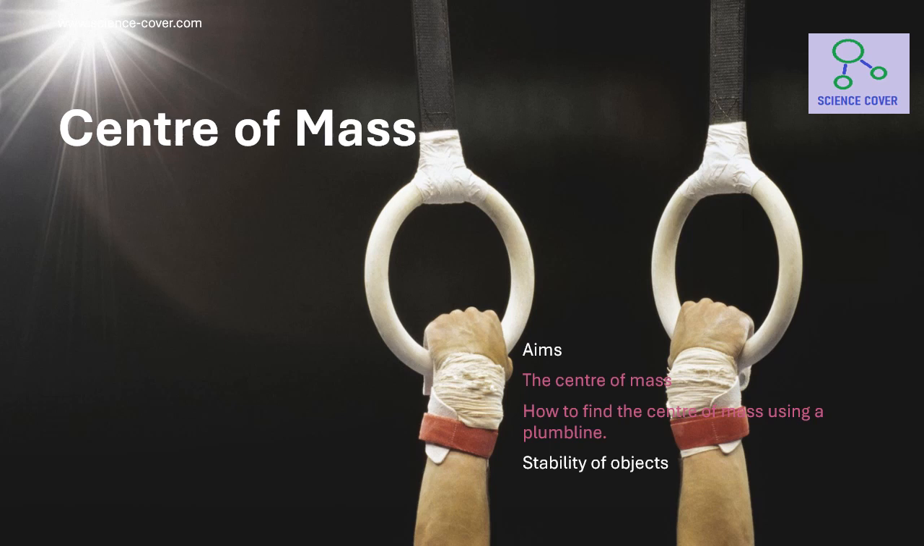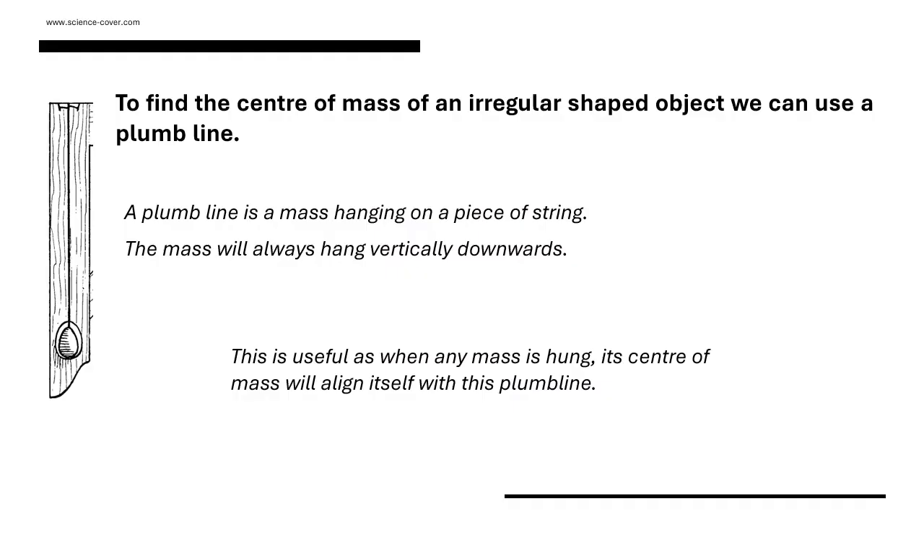How to find the centre of mass using a plumb line? We cannot use the method of symmetry to find the centre of mass for all shapes. To find the centre of mass of an irregular shaped object, we can use a plumb line. Now, a plumb line is a mass hanging off a piece of string. The mass will always hang vertically downwards. This is useful as when any mass is hung, its centre of mass will align itself with this plumb line.